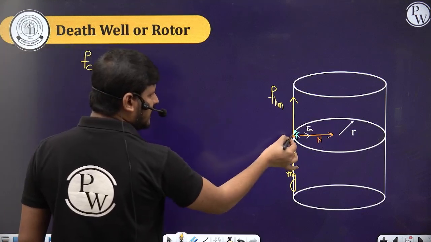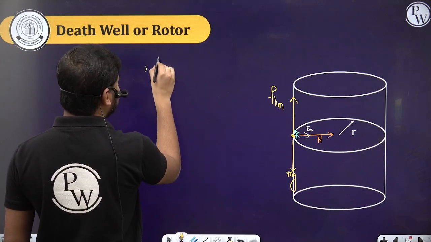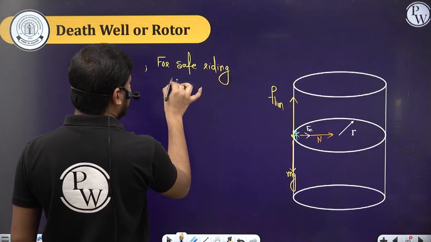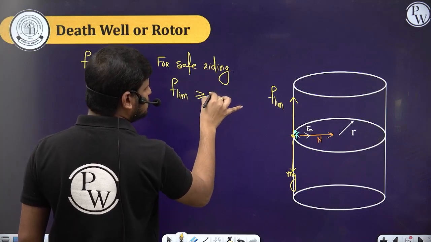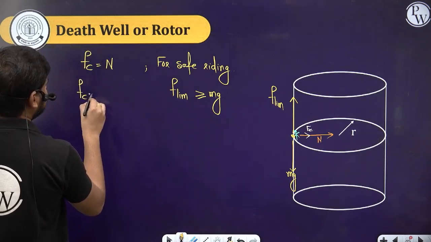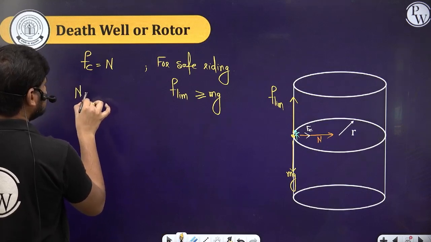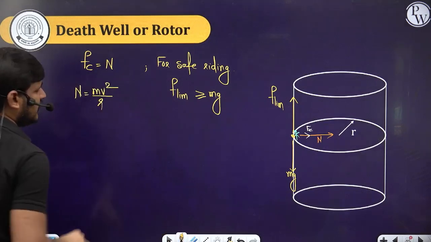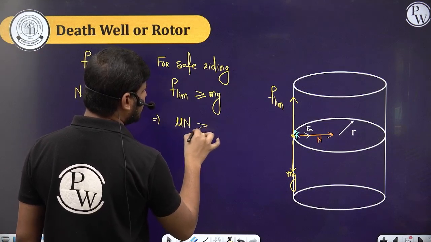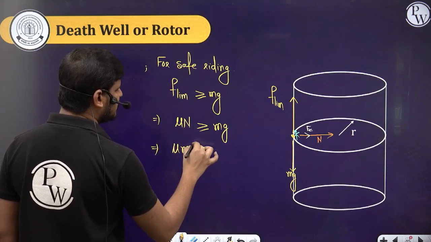And then, if the bike rider should not fall, then the F limiting for safe riding must be greater than or equal to mg, right? So here Fc is equal to N. So what is N? In place of N, let me write the normal is equal to, considering the linear velocity, mv square by r. Okay, so in place of F limiting we can write mu N should be greater than or equal to mg. So then in place of N, shall we write mv square by r, right?